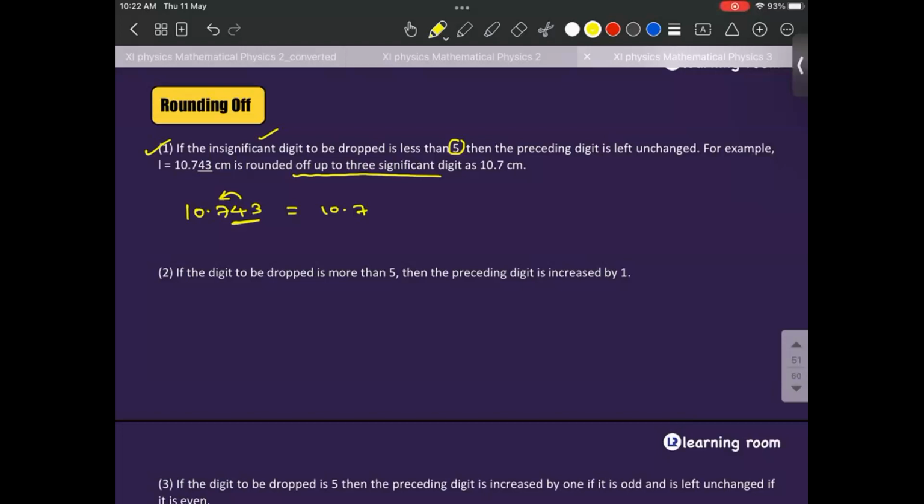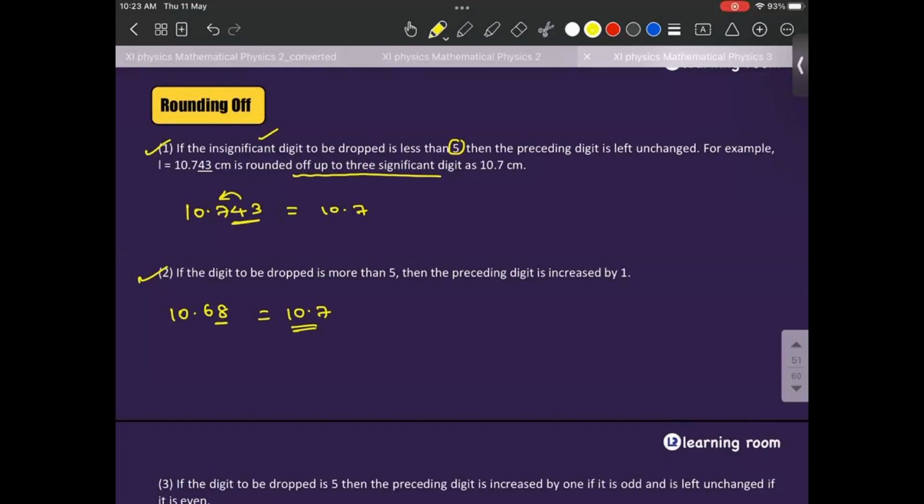Now, the next possibility is you might be in a situation where the digit you want to drop is a number greater than 5. If that is the case, then you need to increase the preceding number by 1. For example, if I have a reading as 10.68 and I'm asking you to report it to 3 significant figures, meaning you will take 1, 0, and 6. So what is the number you're going to drop? You're going to drop 8. The number you're dropping is greater than 5. So what are you supposed to do to the preceding number? You increase it by 1. Here the answer will be 10.7.